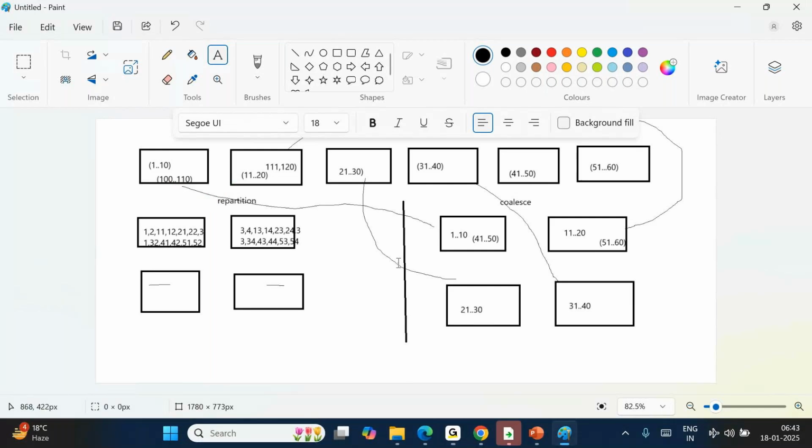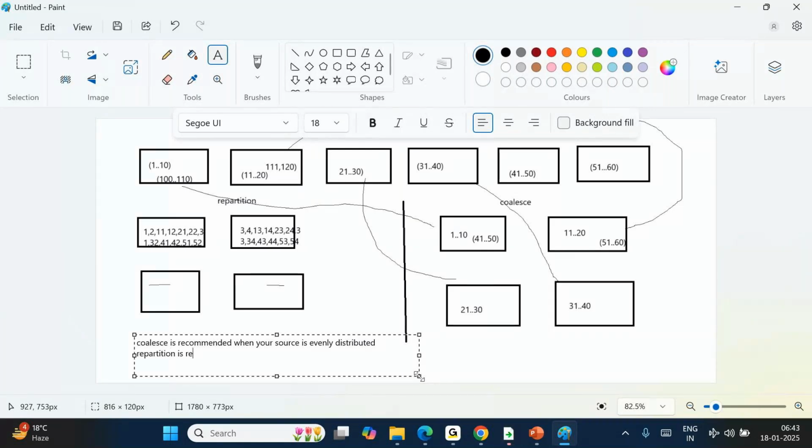So the summary is, whoever understood or not understood: Coalesce is recommended when your source is evenly distributed. Repartition is recommended when your source is unevenly distributed.